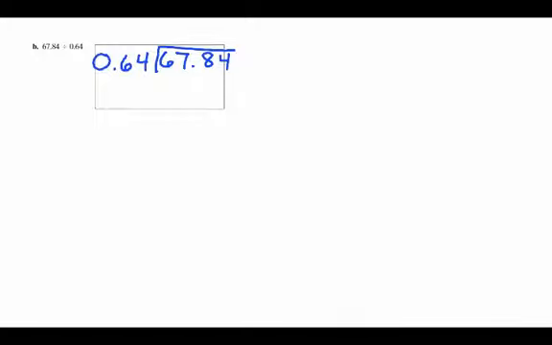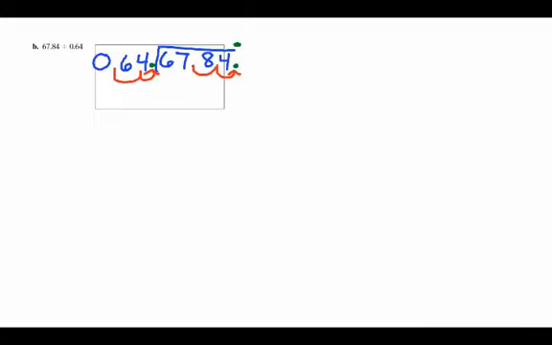Now we're ready to do step 2. Move the decimal point in the divisor. We're going to move the decimal point 2 places to the right. So that's going to make our divisor 64. Since we moved the divisor decimal 2 places, we have to move the dividend decimal 2 places. So that gives us 6,784. Our next step is to put the decimal in the answer, so it's going to go right straight up.